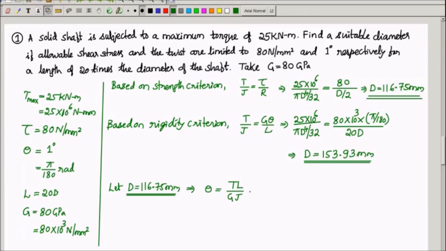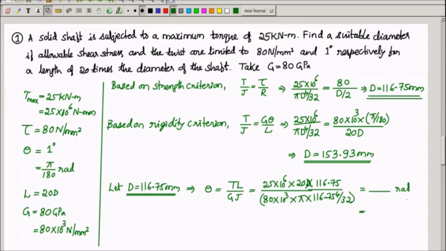So let us try to find out this. T is what? 25 into 10 power 6. And L is what? It is 20 into d. Again, d I know. In place of d, I'll substitute 116.75. And G is 80 into 10 power 3. And J is pi into d power 4 divided by 32. This you calculate, you will get it in radians.